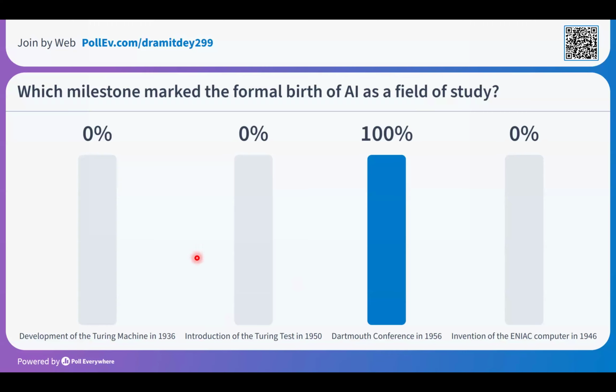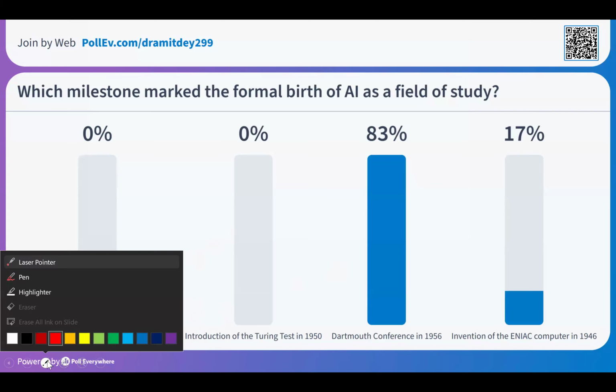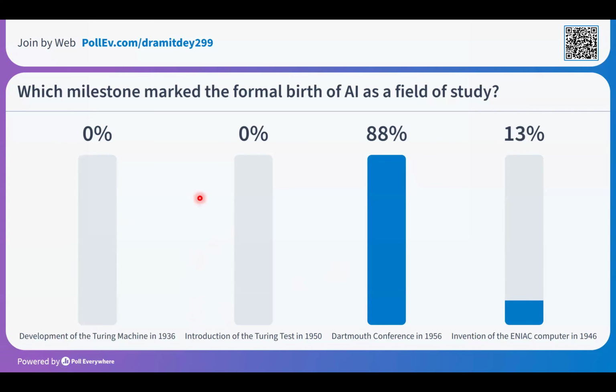So which milestone marked the formal birth of AI as a field of study? Okay, so this was from the history section. Dartmouth Conference. Yes. What happened in the Dartmouth Conference? So most of us are getting that correct. That's where John McCarthy coined the term artificial intelligence, and that was the formal birth of AI as a field of study.